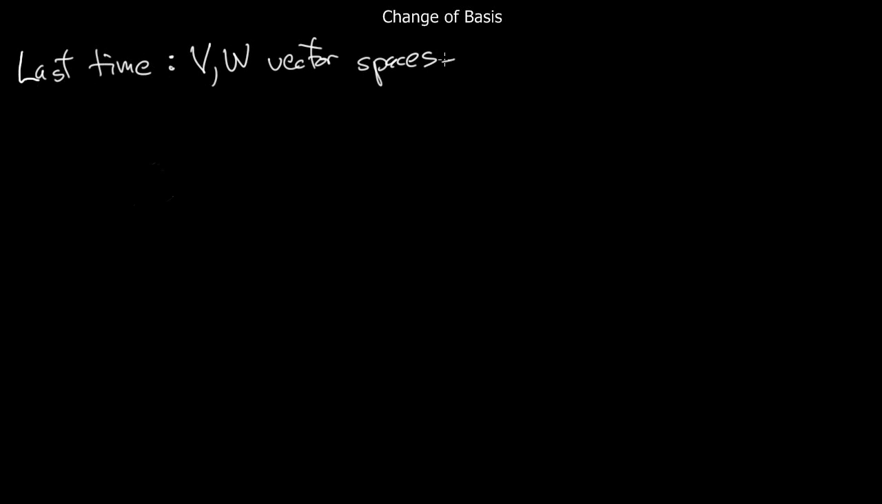Today we're going to talk about change of basis. So last time we talked about the matrix of a linear transformation. So we have two vector spaces V and W, and we have a linear transformation from V to W.